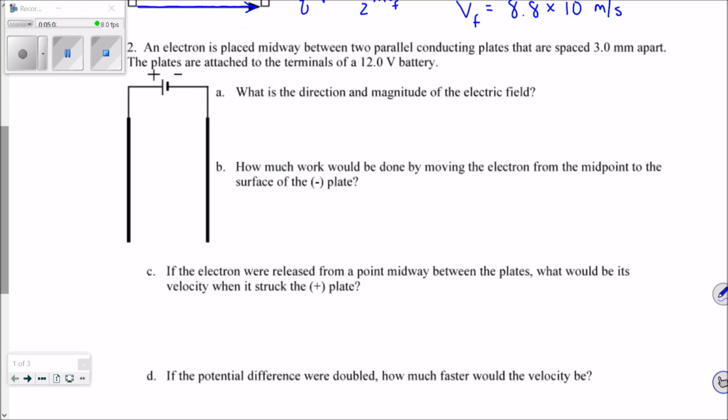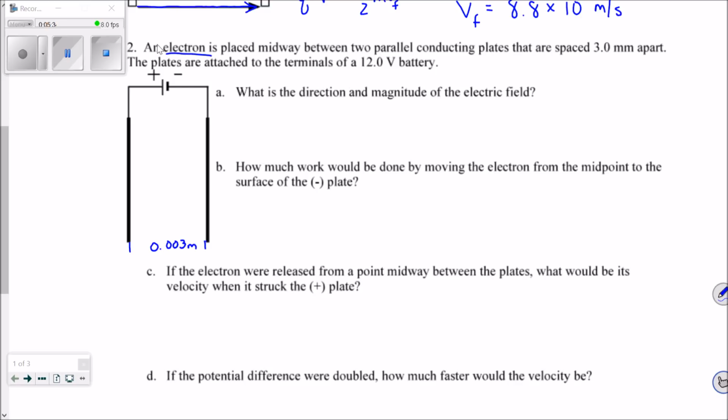Question number 2. An electron is placed, once again, right there, electron right out of the gate. I know that value. I have them written down previously, so midway between two parallel conducting plates. We have a separation of 3 millimeters. We're going to want to make sure that we're using meters instead of millimeters. So this distance right here is going to be 0.003 meters.